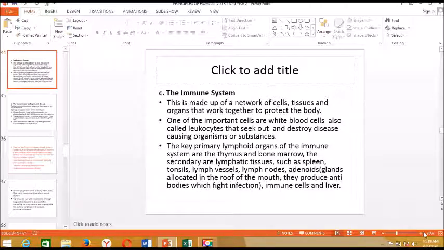The key primary lymphoid organs of the immune system are the thymus and bone marrow. The secondary are lymphatic tissues such as spleen, tonsils, lymph vessels, lymph nodes, adenoids. These are glands located in the roof of the mouth, and they produce antibodies which fight infection. And we also include immune cells and liver.